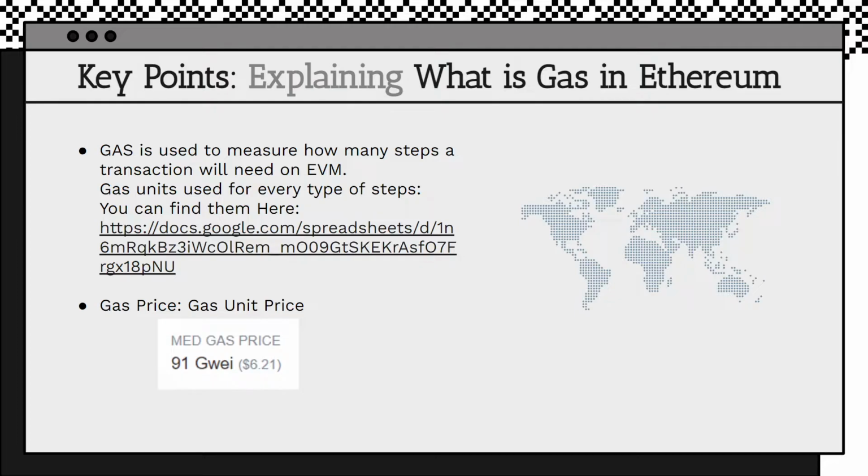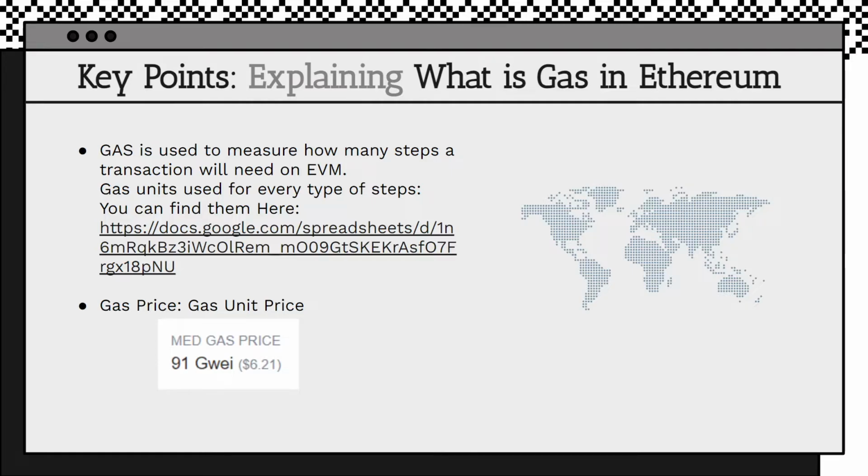So what is gas price? Well, gas price is the price in Ether for a gas unit, and at this moment, when I'm recording, the average price is 91 Gwei per gas. You can check it on etherscan.io.